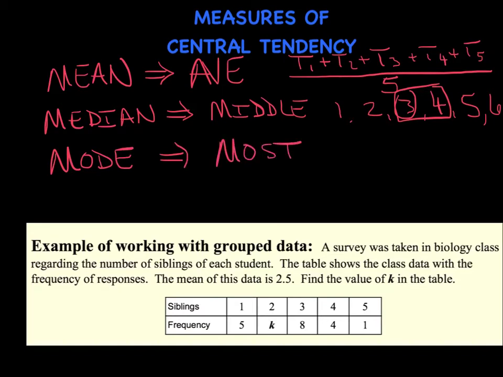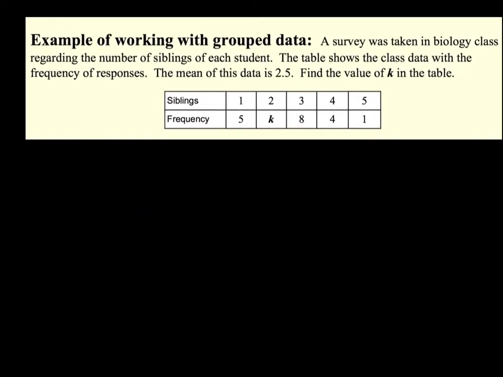I don't think we have to explain those much more, but here's a really good possible Regents question with a little extra twist to it. A survey was taken in biology class regarding the number of siblings that each student has. The table shows the class data with the frequency of responses. So here's the deal. How many kids in your class had one sibling? Well, there were 5 different kids in this biology class that had just one sibling. And then there were K students that had 2 siblings. There were 8 students in the class that had 3 siblings, and so on and so on.